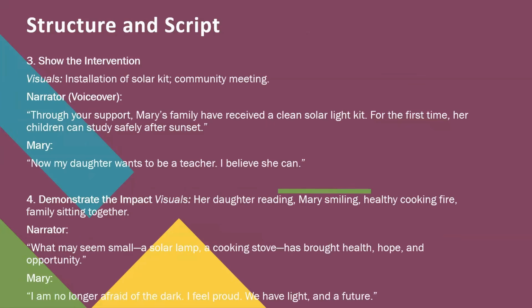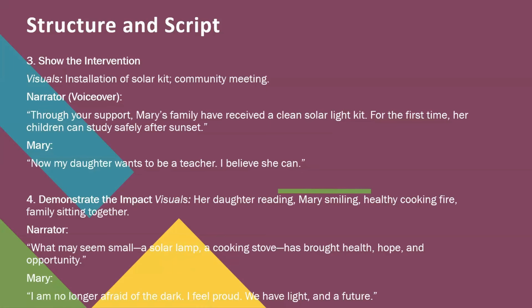But it's also important to show the viewer the actual work that the NGO does to make this happen. Solar power doesn't magically appear in Mary's house. So demonstrate the installation, the challenges to access, anything else that might need to have been done to make it happen. And then finally, what is the impact and the change that has taken place because of the intervention?